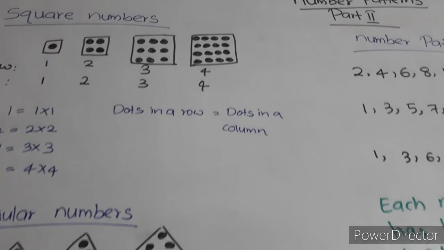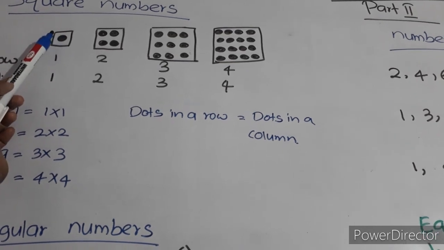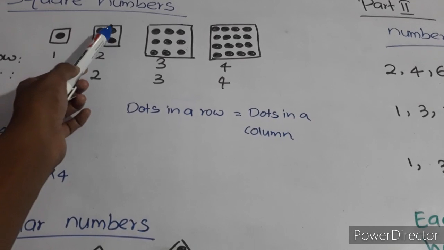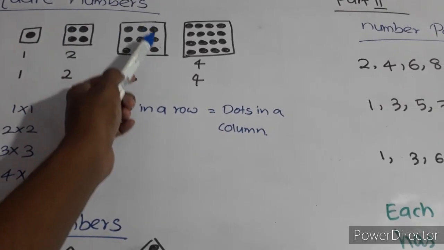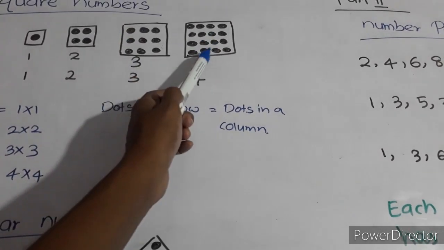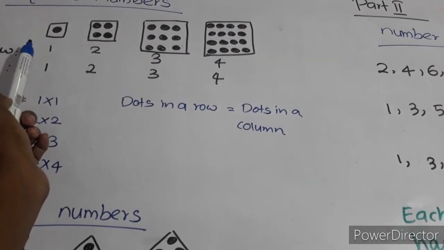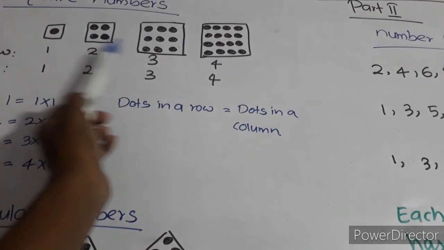Can you see this figure? The first one I have colored one dot, and the second one has 4 colored dots. The third one has 9 colored dots, and this one has 16 colored dots. What similarity can you see in these figures?